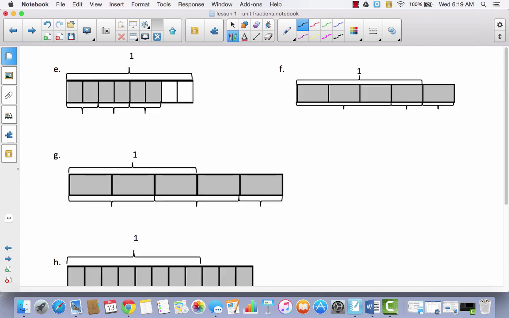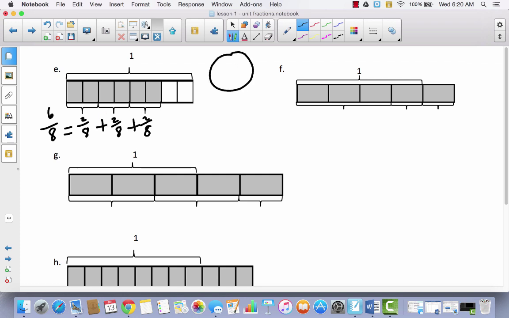All right, so for E, see if you can do this one by yourself and then come back. All right, so I've got 1, 2, 3, 4, 5, 6, 7, 8 parts. So this would be 2/8, 2/8, 2/8. Altogether, I have 6/8, which equals 2/8 plus 2/8 plus 2/8.